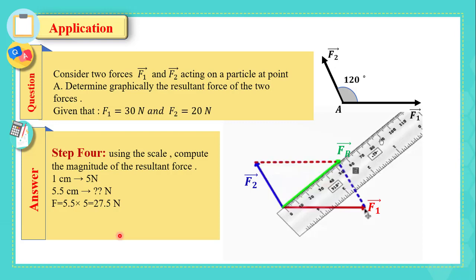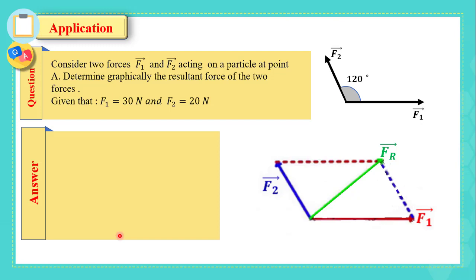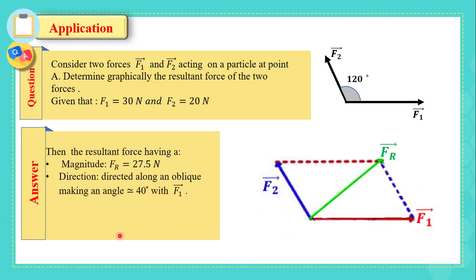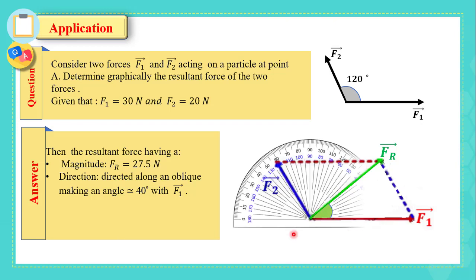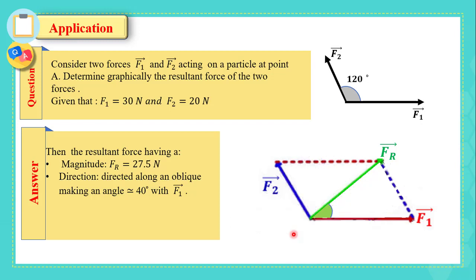As we've said, to determine graphically the resultant force means that we need to indicate the magnitude and the direction. The magnitude is F equal 27.5 Newton, and the direction, using a protractor, we measure the angle formed by Fr with either F1 or F2. Here, Fr makes an angle approximately 40 degrees with F1.